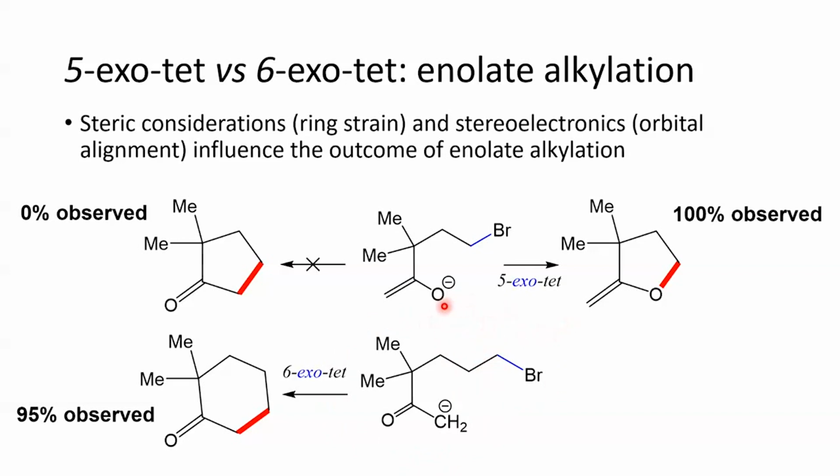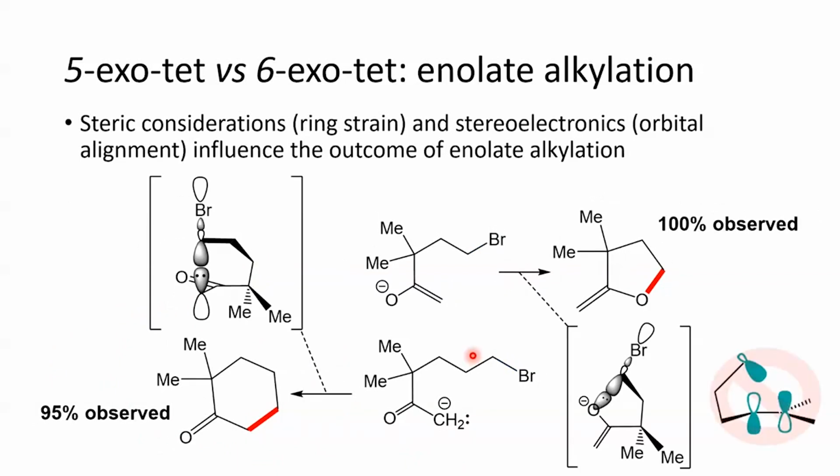For the top example, the oxygen acts as the nucleophile, so this is the 5-exo-tet. 100% this product forms, 0% this alternate product forming. Whereas in the bottom example, we've got a nucleophilic carbon acting as our nucleophile, almost 100% of this 6-exo-tet reaction seen. So why would that be? Well, interestingly, it comes down to the orientation of the lone pairs in our nucleophiles.